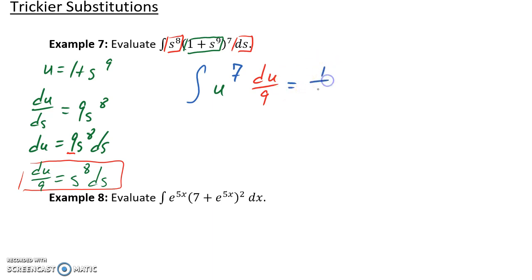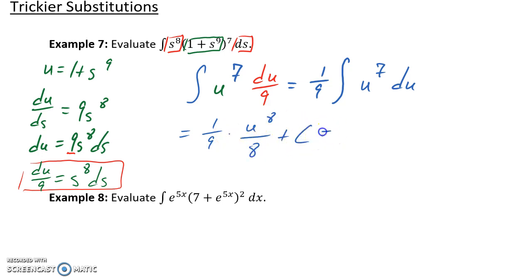We could rewrite this by bringing that 1/9 out to the front, since it's just a constant and the indefinite integral doesn't impact it. So we would get 1/9 times the integral of u to the 7th du, or 1/9 times u to the 8th over 8, plus some constant c, which would become 1 plus s to the 9th, raised to the 8th power, over 72, by multiplying our 9 times 8, plus that constant c.